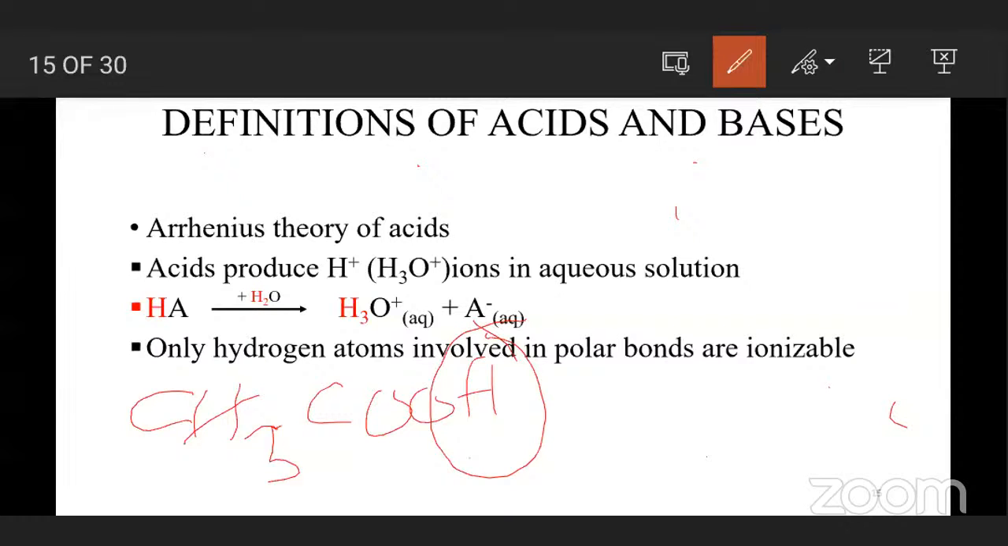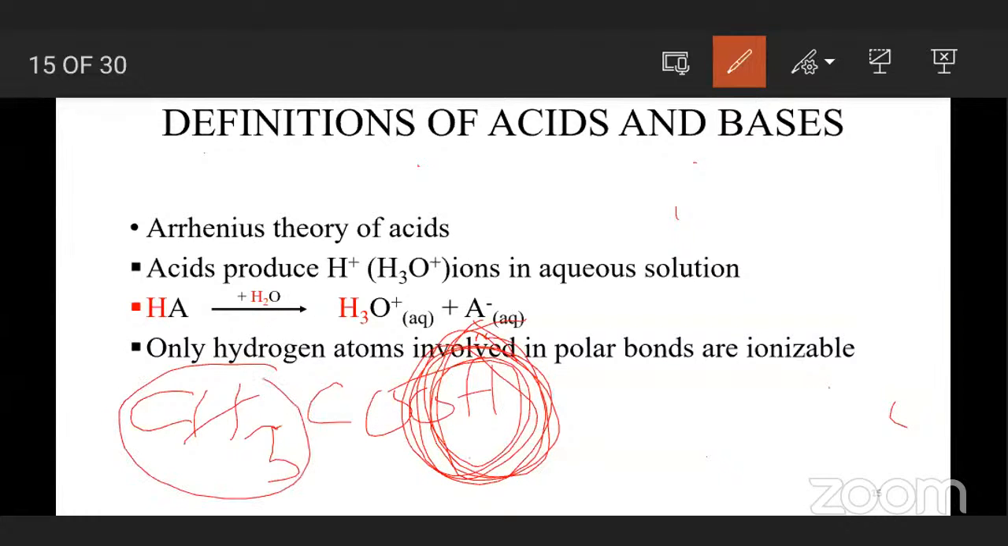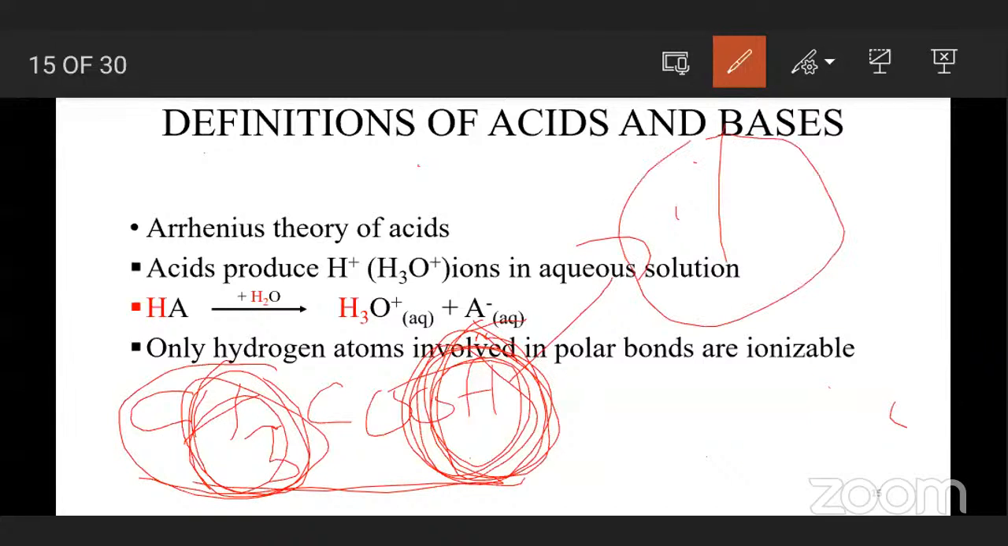This implies that in solution, this acid can only release just one proton, just one hydrogen ion. The other hydrogens, the H3, are not ionizable. They're not polar, so they cannot be ionized. And that suggests that the basicity of this acid is 1. Basicity refers to the number of ionizable or replaceable hydrogen ions you have in an acid. So the basicity of this is just 1.